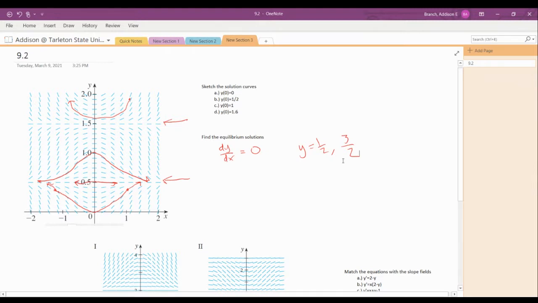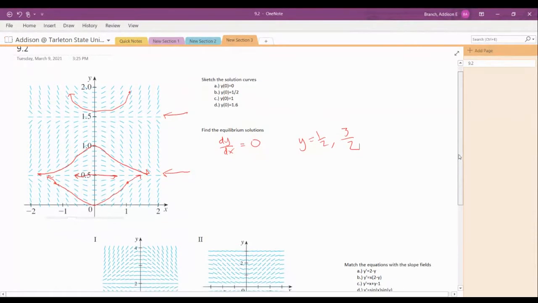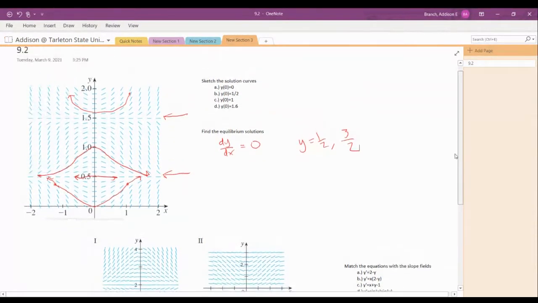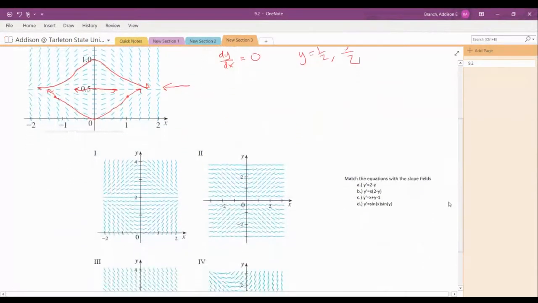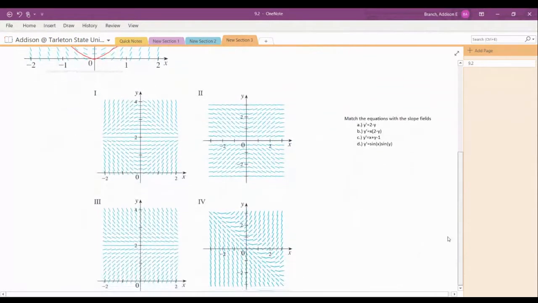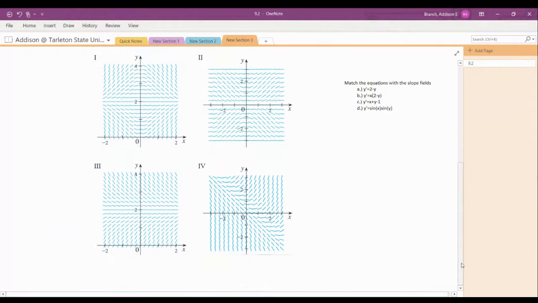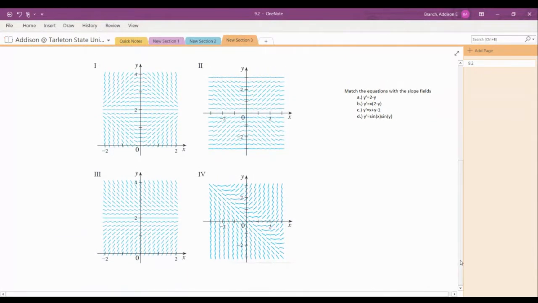So lastly, let's work on trying to match with slope fields. Now that we know how to draw with them, let's talk a little bit about matching with them. I like to work backwards with these. For example, we have these 4 slope fields and we have 4 equations over here on the right, and we want to be able to match them with each one.